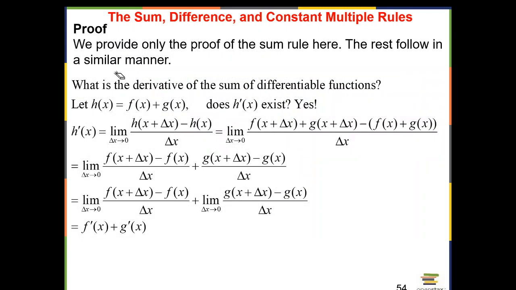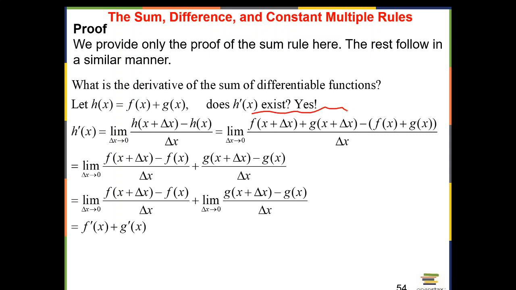And here is a proof of one of them. They're easy to prove, but that's the proof of the sum. So we assume that we have a function h that is the sum of two other functions. Does h prime exist? Yes. If f of x has a derivative and g of x has a derivative, so does h. So let's prove that. h prime would be the limit of h of x plus delta x minus h of x, over delta x. So h of x plus delta x means, well, h is f of x plus g of x, so we just have to put it here.